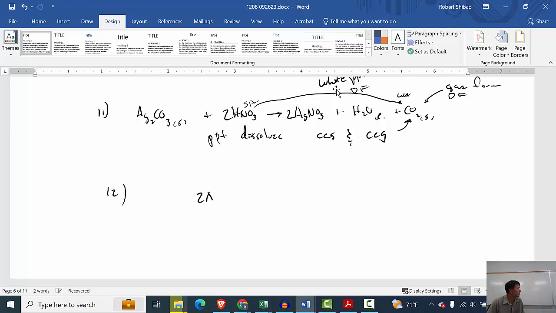One way is, I'll just write the net ionic equation. We have 2 silver ions combining with a carbonate ion, and this is going to form silver carbonate solid.